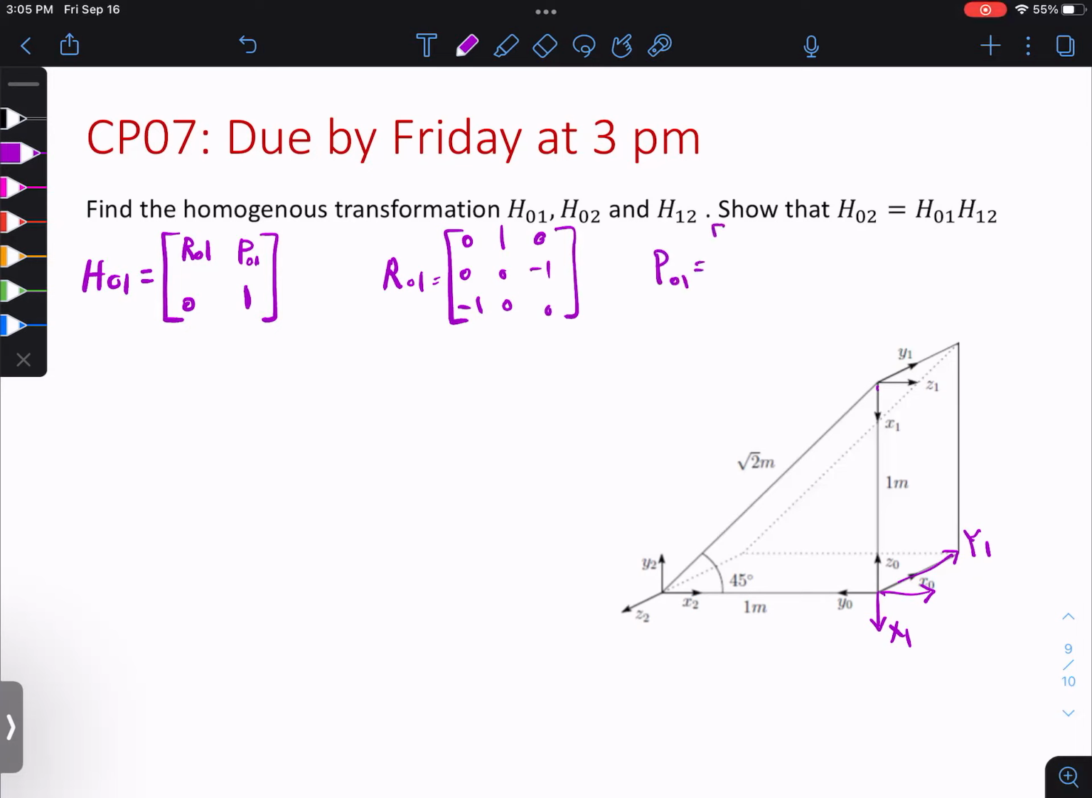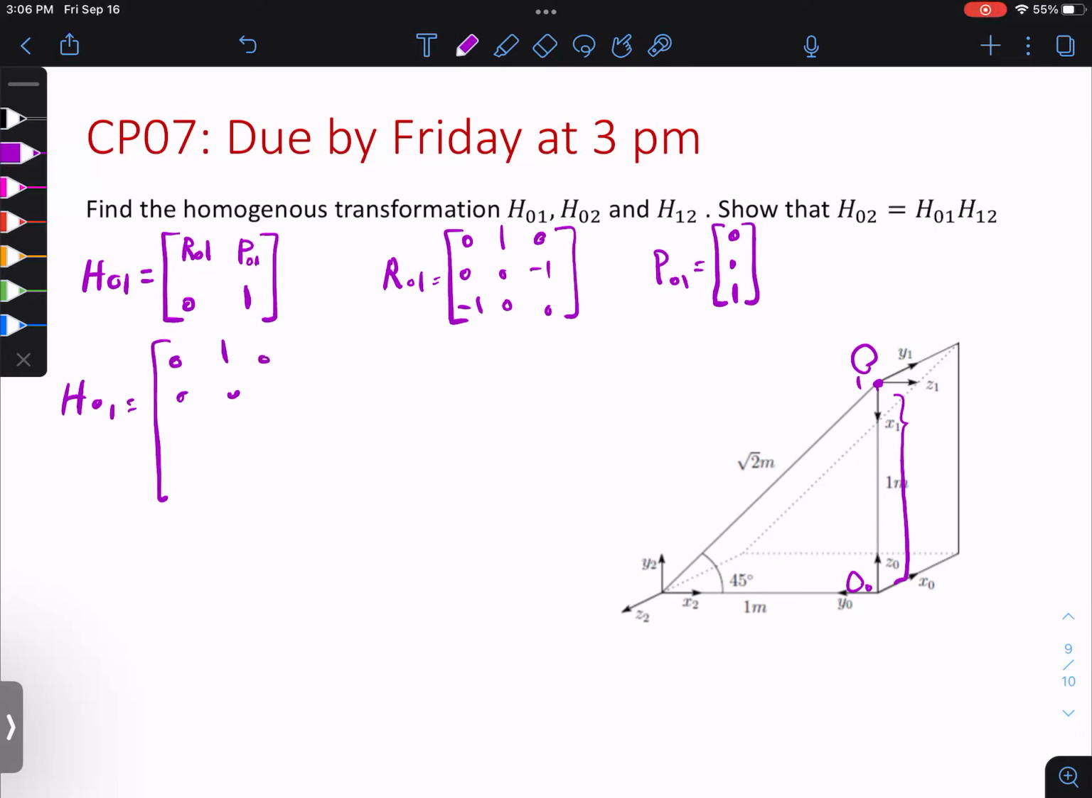P01, or the translation of the origins, is the origin of frame 1 in frame 0. So you see that I'm going to delete these so you can see what's happening, right? So this is lifted or moved from the origin of the frame 0 in the y-axis direction by 1, and then there's no translation in z and in x and y. So there will be 0, 0, 1. So your H01 would be 0, 1, 0, 0, 0, -1, -1, 0, 0, and then 0 for all of those, 0, 0, 1, and then we append with 1.